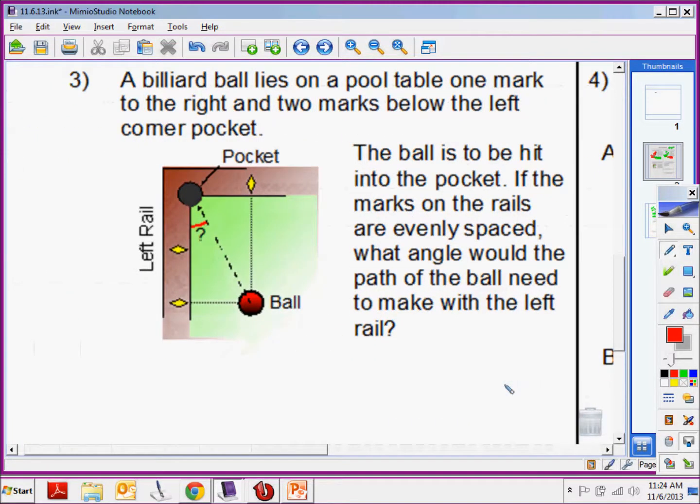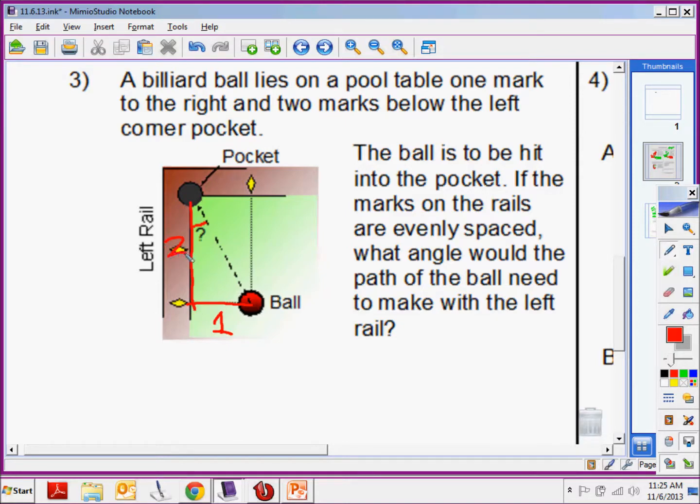All right, on 3. A billiards ball lies on the pool table, 1 mark to the right and 2 marks below the left corner pocket. The ball is to be hit into the pocket. If the marks on the rails are evenly spaced, what angle would the path of the ball need to make with the left rail? So instead of using yards, inches, centimeters, or feet, I'm talking about marks. So how wide is this? How many marks is it? It's 1 mark. How long is it? 2.